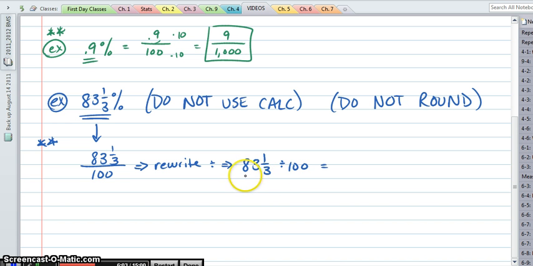So you can do 80 times 3. What's 80 times 3, right? 240. What's 3 times 3? That's 9. Okay, so that gives you 249 right there. And then you have to add 1. So 249 plus 1, that's 250. 250. And what's my denominator? It's 3. So 83 1/3 is equal to 250 over 3.